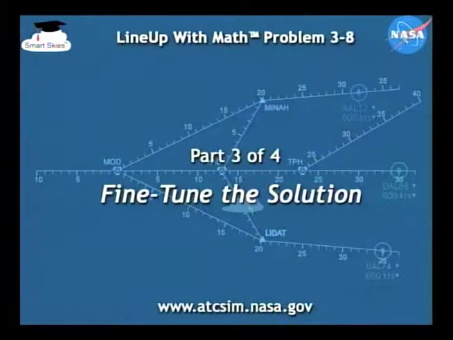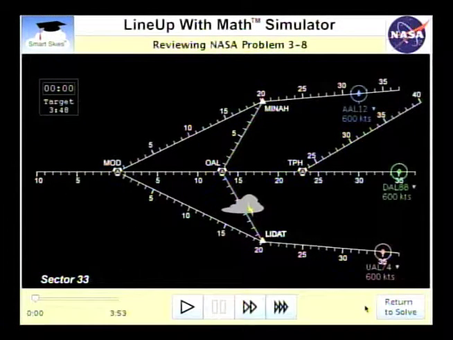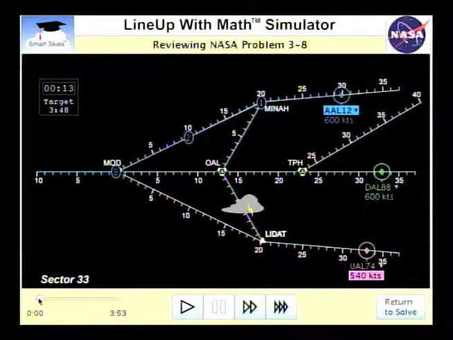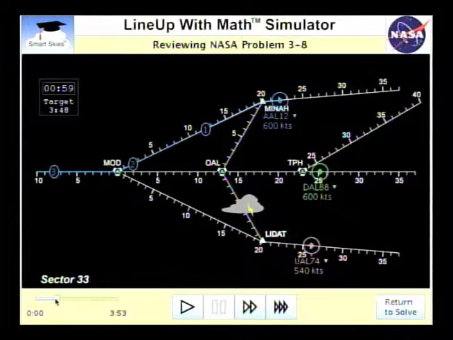Now we'll determine when to speed up the trailing plane to achieve ideal spacing over Modesto and meet the target time. We click Review to enter review mode, where we can replay our trial solution. We'll use the time slider to advance the problem 1 minute at a time and note the plane spacing. To begin, we drag the time slider until the clock displays 1 minute.